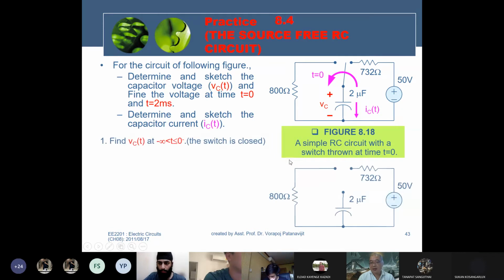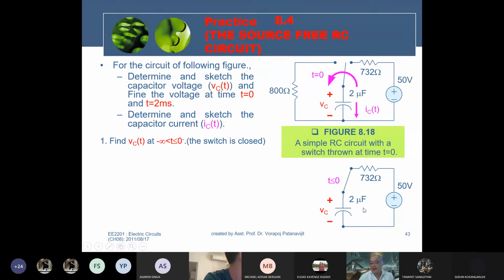If the circuit has a switch, you must draw the circuit diagram before the switch is activated and after the switch is activated. In this case, the switch is activated at time equal to 0 seconds. Therefore, determine VC for time less than 0 first. For time less than 0, the switch is placed in this position. Therefore, the capacitor is charging with energy through this resistor. For the left-hand side, the branch is broken, no current flows in it.